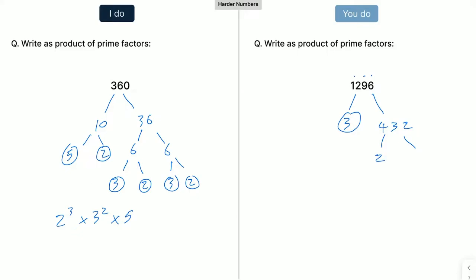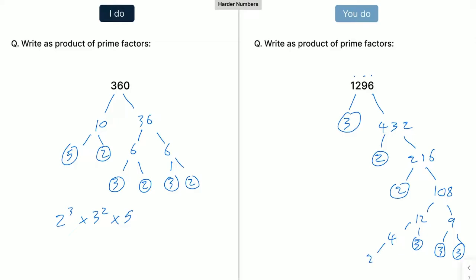Half of 400 is 200. Half of 32 is 16. So that's 216. 216 is an even number. We can go 2. Half of 200 is 100. Half of 16 is 8. And then we're left with 12 times 9. And now the 9 becomes a 3 and 3, and the 12 becomes a 4 and a 3.